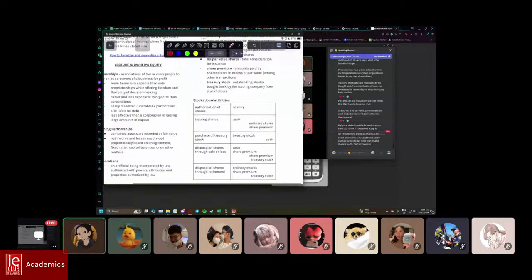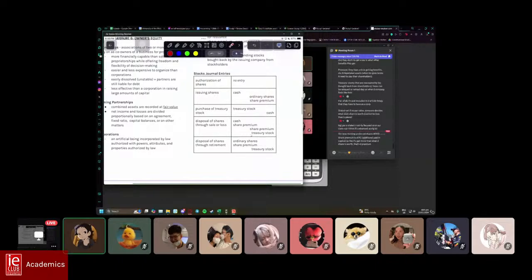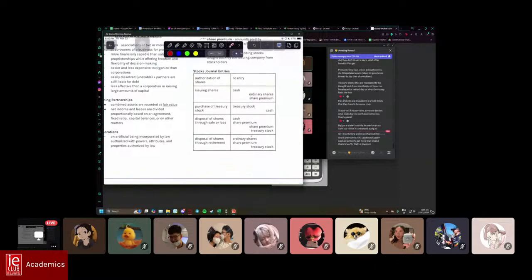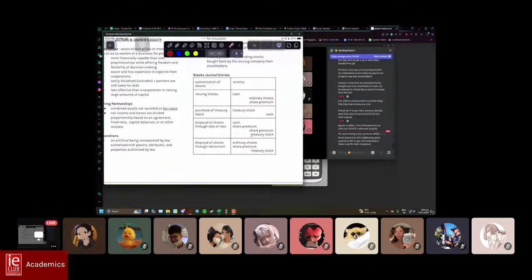So actually, share premium and ordinary shares don't get moved. Hold on, I'm processing.